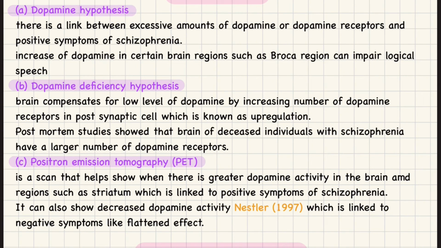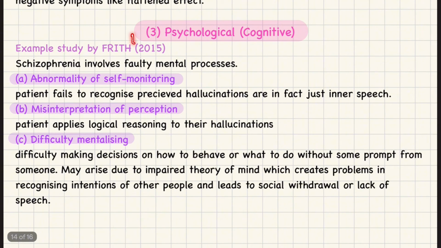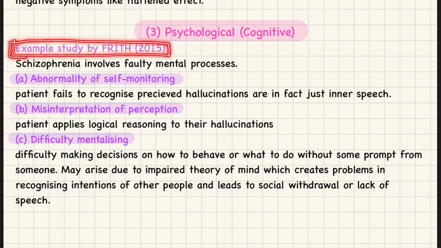The last explanation of schizophrenia is psychological, cognitive. For this, there was an example study done by Frith, and this is a very interesting example study. What Frith says is he believes that schizophrenia is a faulty mental process, that the person who has schizophrenia has a problem with how they think and perceive things. Their mental process is faulty. There were three things that he researched. First was abnormality of self-monitoring.